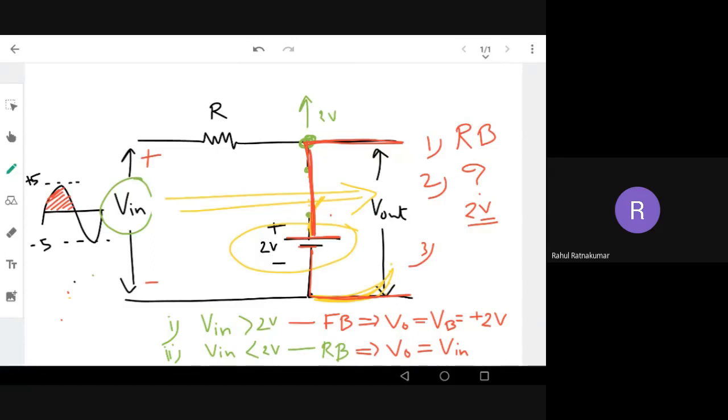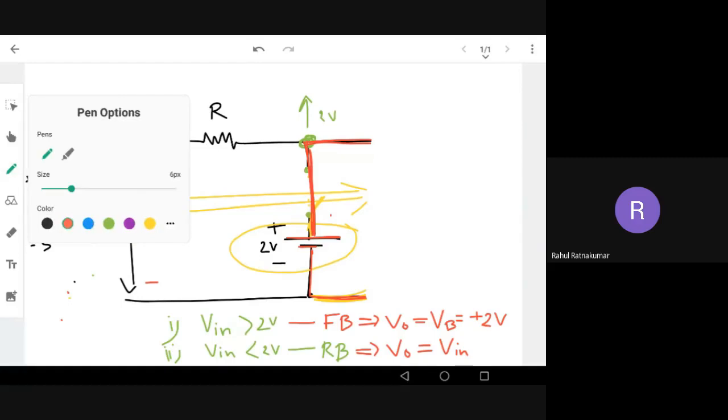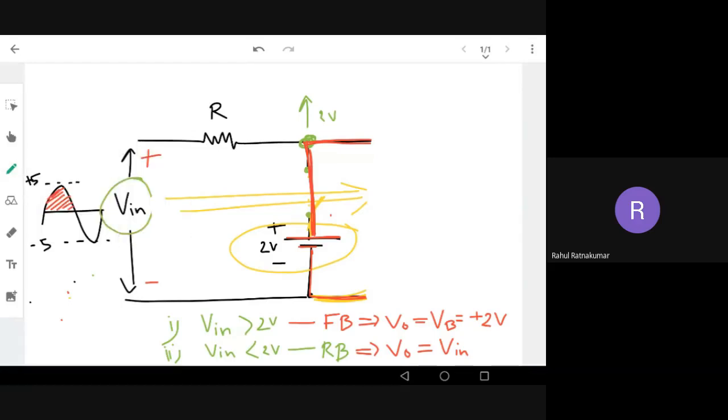Now these two conditions you have to draw in the graph. Okay, so I'm drawing the graph on the right side. So this thing we discussed yesterday also. So V input, first I'll draw the V input. The best way to draw is like this. This is your input waveform.